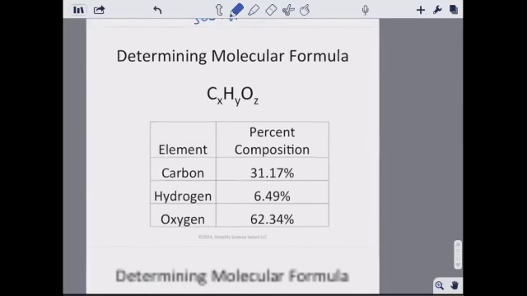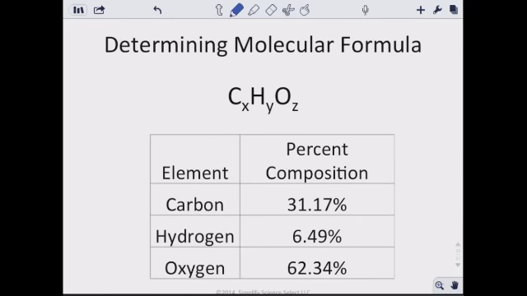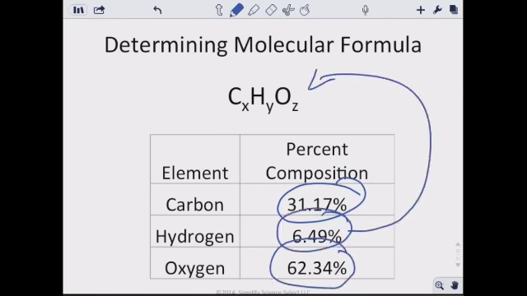Now, when we're looking at determining molecular formula, now that we know what covalent compounds are and everything else, we want to determine molecular formulas. Now that we know what percent composition is, and we can calculate it, we want to show how percent composition tells us the molecular formula. And there's a lot of steps to it, so try to stick with it.